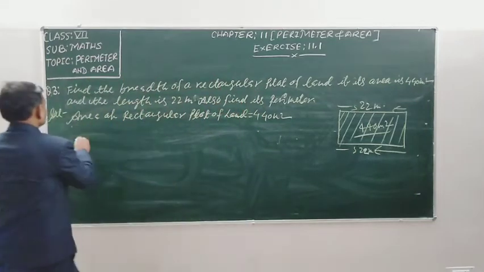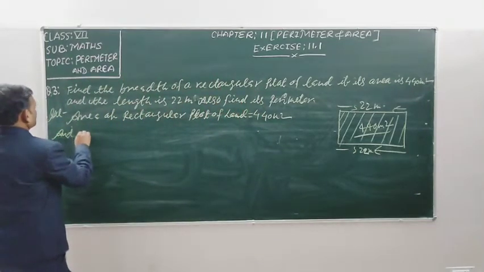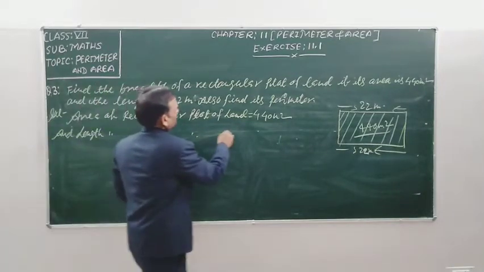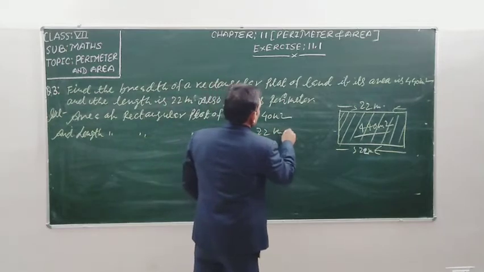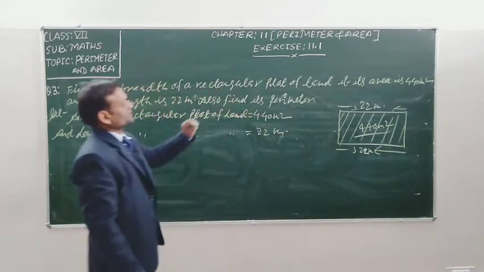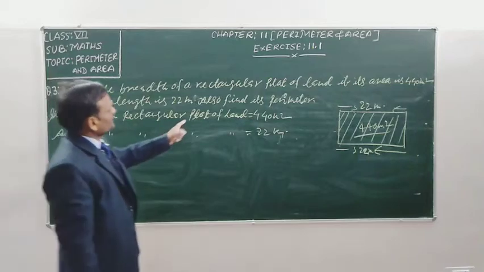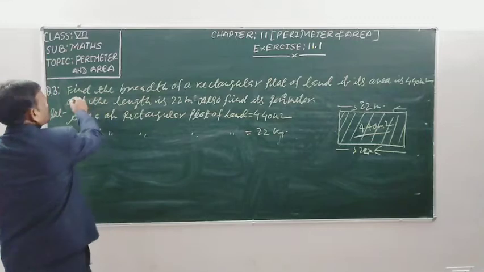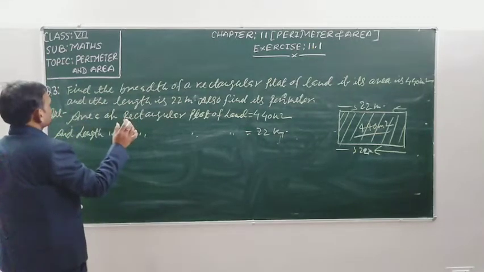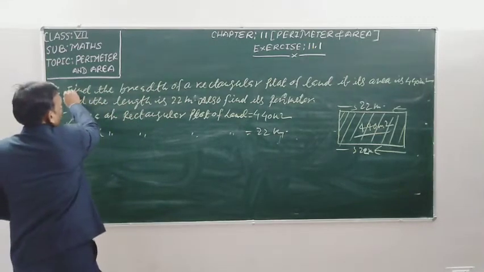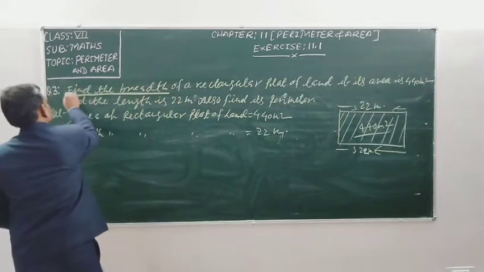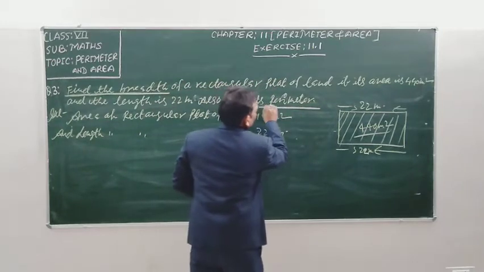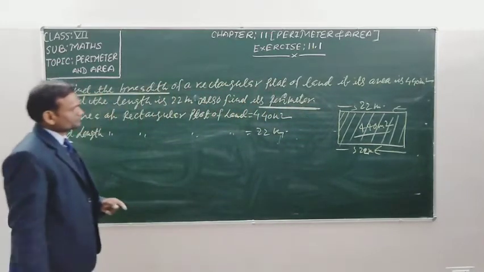So student, length of the rectangular plot of land is equal to 22 meter. 22 meter is given. The question is asking me to find the breadth and also find its perimeter. Two answers are asked. First, breadth: what will be the breadth of the rectangular plot of land? And second is perimeter of the rectangular plot of land.